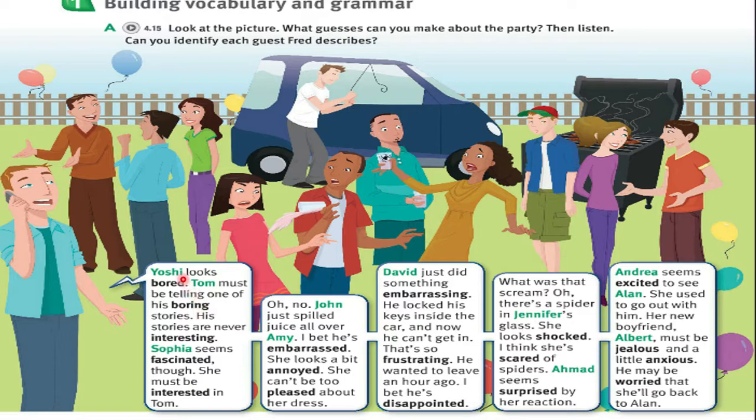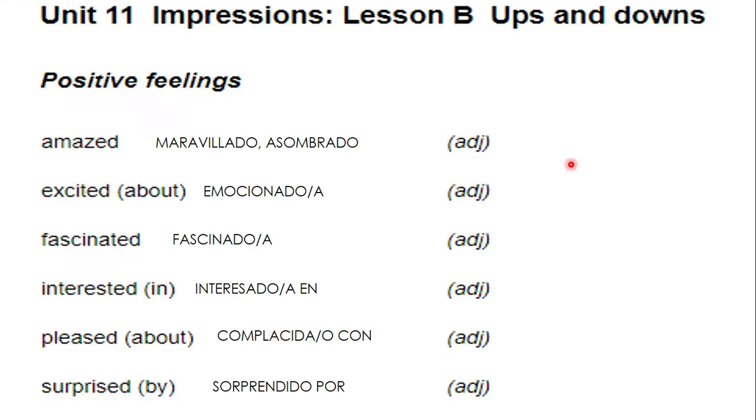I repeat, when we describe how a person feels about something, you use adjectives that end in ed. But when we describe a person or a situation or a thing, we use adjectives that end in ing. So that is exactly what we're going to learn, part of our vocabulary. So let's continue then. So we are going to learn the vocabulary and their meanings.